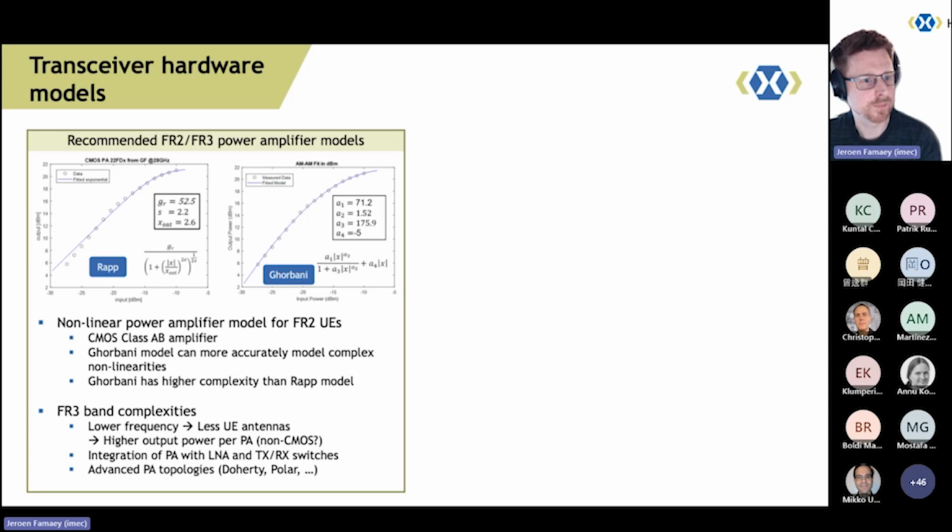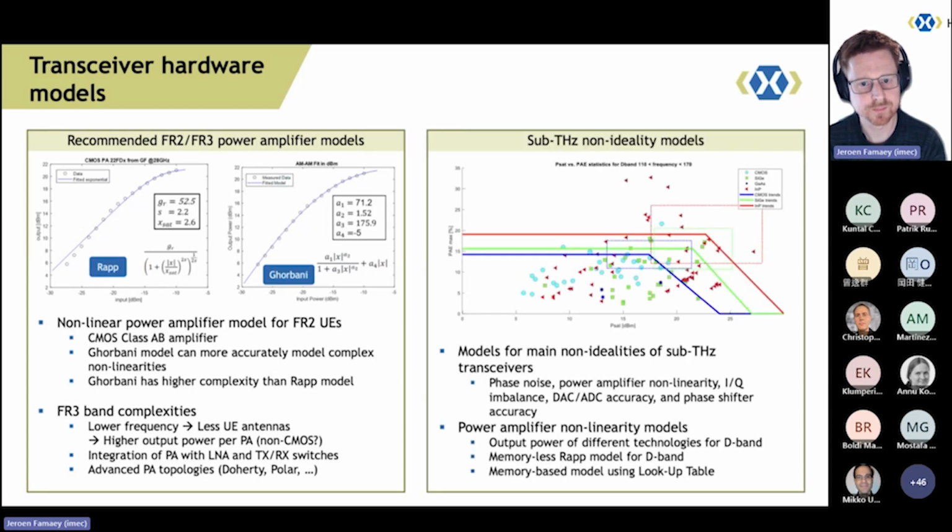And we looked at power amplifier models for the FR2 and also the new FR3 frequency band, where we looked at the nonlinearities, comparing different model types and looking at their accuracy. We also studied what are the complexities that will pop up when designing power amplifier models for the FR3 band. And this is, among other things, the higher output power per power amplifier. Also, the fact that the power amplifier will be integrated with other components and advanced and new types of topologies.